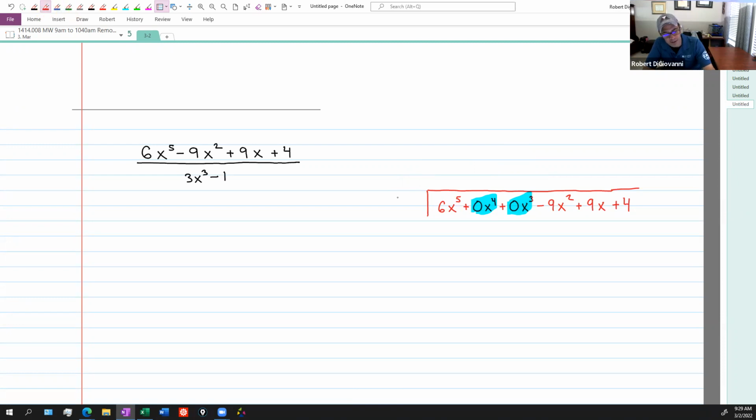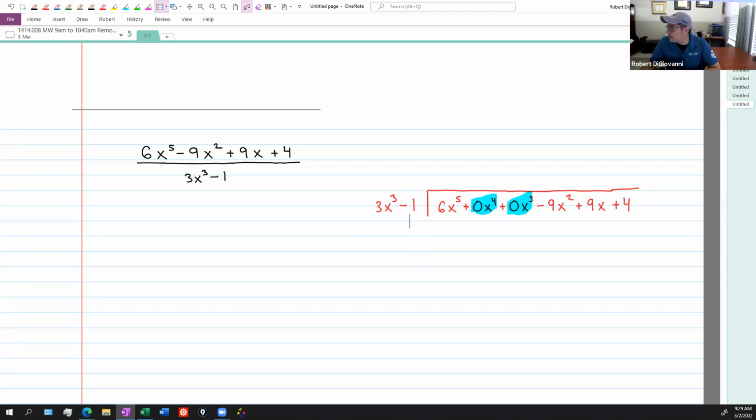Now on the outside, I have the 3x cubed minus 1. I don't know if I mentioned this. If I didn't, I'll state it. Both of these have to be in descending order. Both what's in here and what's out here. Both of those are in descending order. So highest power down.